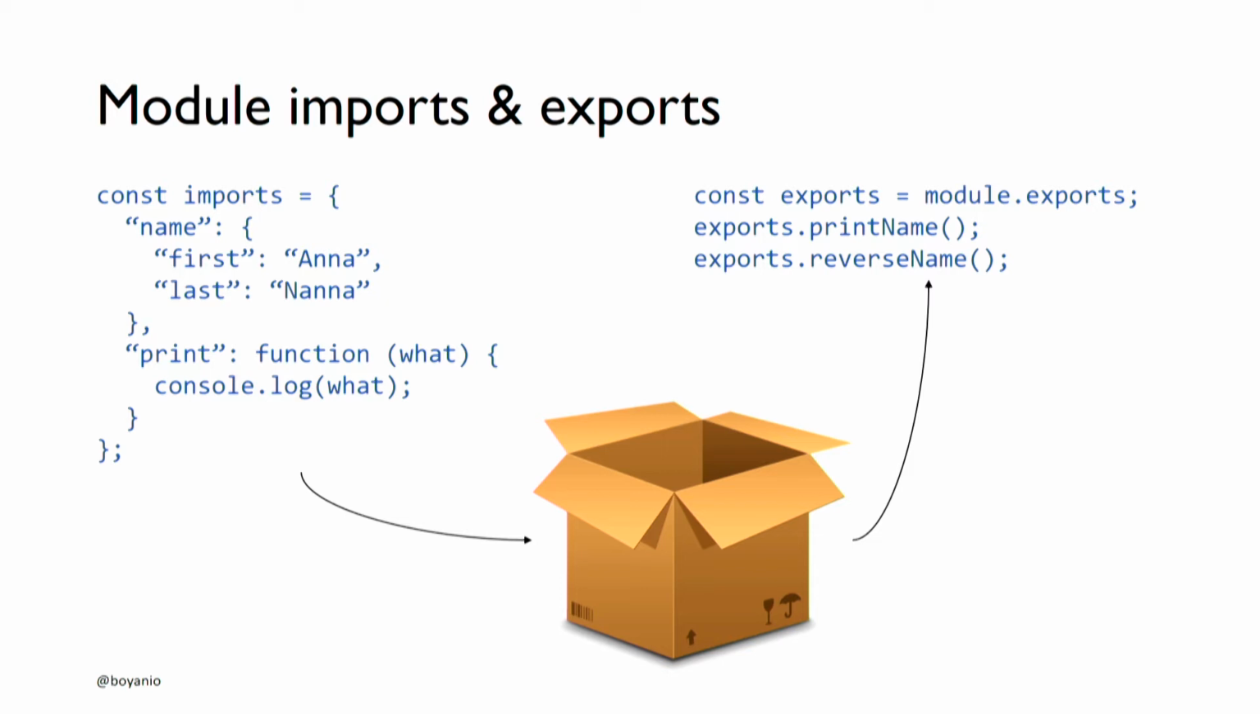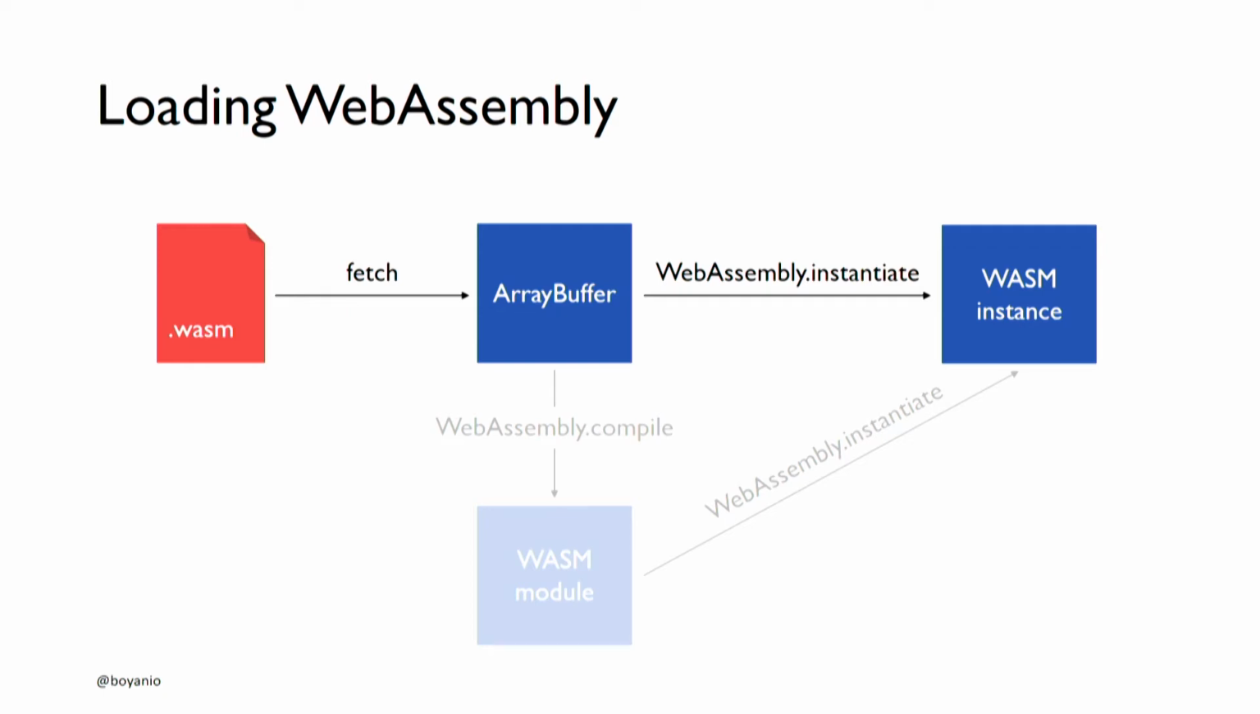So the imports is just a JavaScript object where we could import constants or functions, and then we can export some functions that we can call later on from JavaScript. So how does it work? Well, we have our WASM module code, which we have to fetch, maybe using the fetch API, or in terms of Angular, you can use the HTTP client. Then we get an array buffer, and we call WebAssembly.instantiate, which takes the byte stream, and then you could provide the imports object if you want to import something.